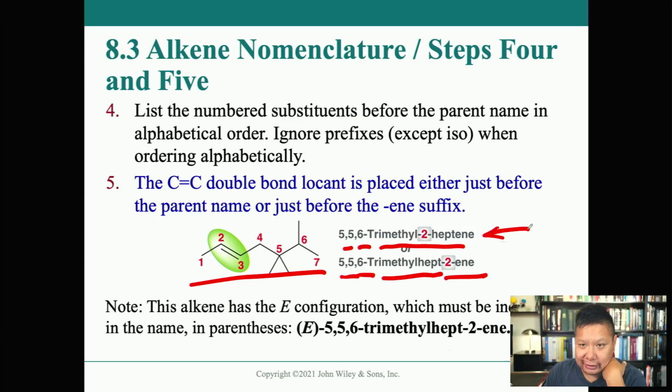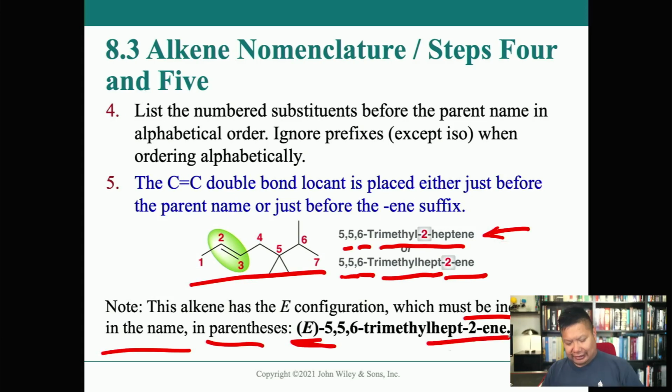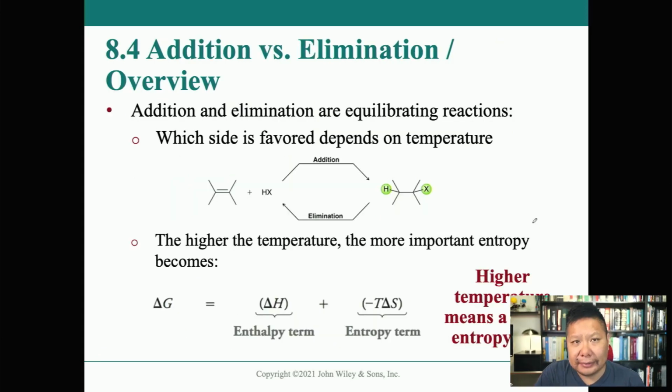Okay, so forget what I said a couple seconds ago. Note this alkene is an E configuration, which must be indicated in the name, in parentheses. So that's going to be E-5,5,6-trimethyl-2-heptene. I like to say 2-heptene, but they have hept-2-ene here. Oh, that's hard to say. Yeah, just go with this. 5,5,6-trimethyl-2-heptene. Okay, that's easier to say than hept-2-ene. That's really rough. All right.